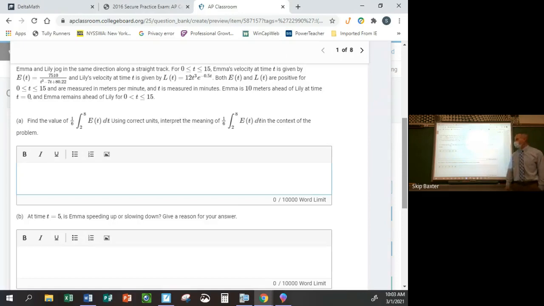What's the answer to that? That's not the answer they're looking for. You might get credit for that, but I doubt it. What did she say? She said it's 1/6 of the displacement of Emma between t equals 2 and t equals 8. Average. Yes. Average what?